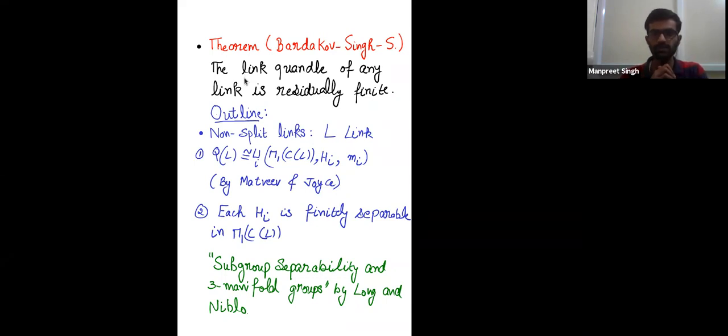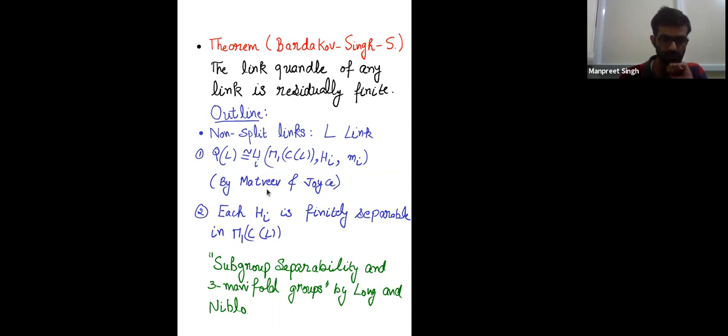I hope everybody knows that the link group is a residually finite group. We have proved that if we are given a link and we construct its link quandle, then every link quandle is residually finite. Here is the outline of the proof. We first consider two cases. The first case is non-split links.